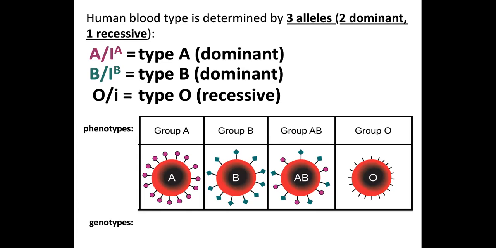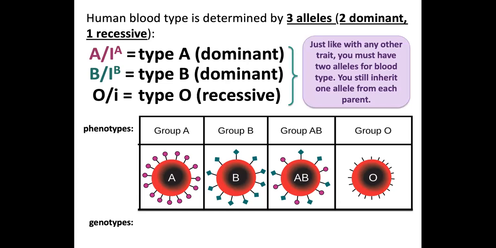Remember yesterday when we did incomplete dominance, I went over 2 ways to do it, right? Okay, so B is B or IB, and then O is O or a little i, because I said that O is recessive. So we don't see a capital letter. Just like with any other trait, you have 2 alleles for blood type because you get 1 from mom and 1 from dad.